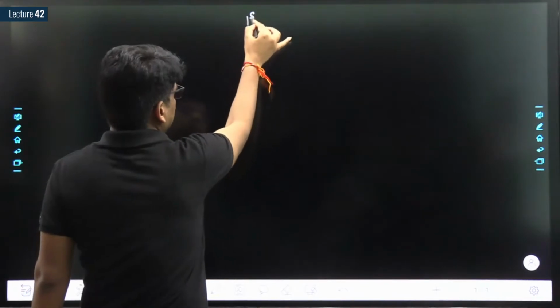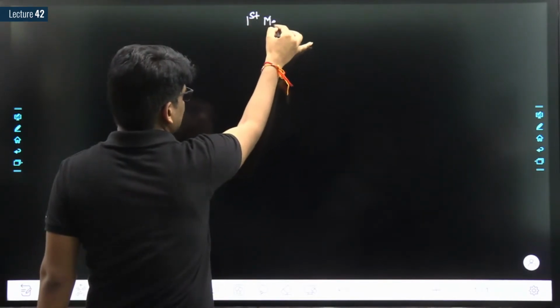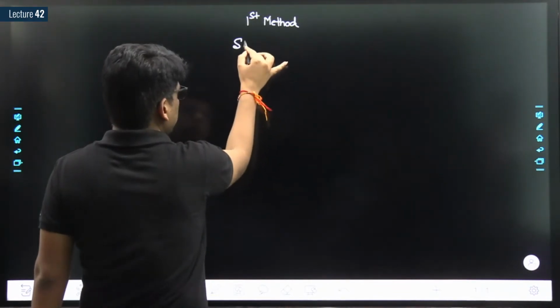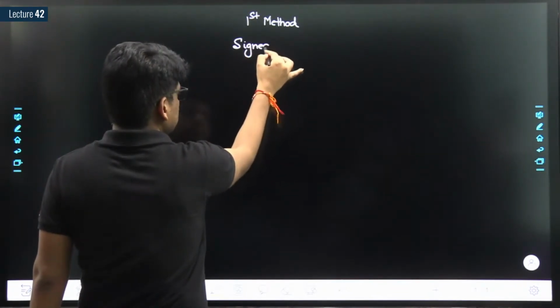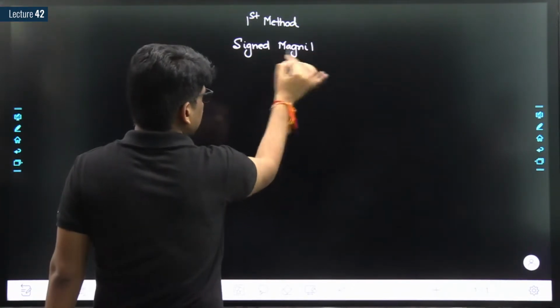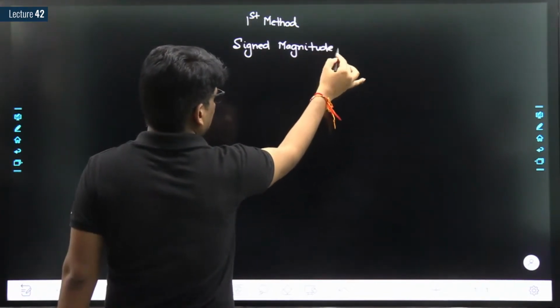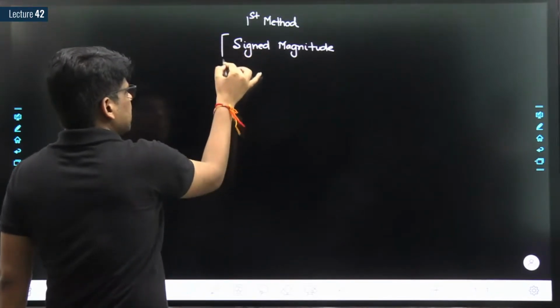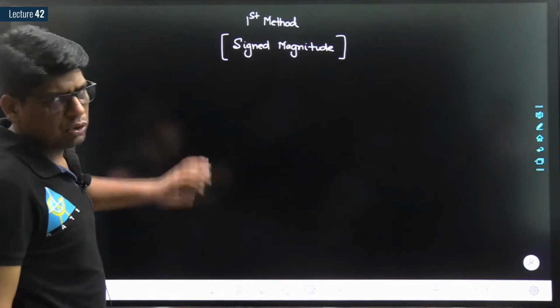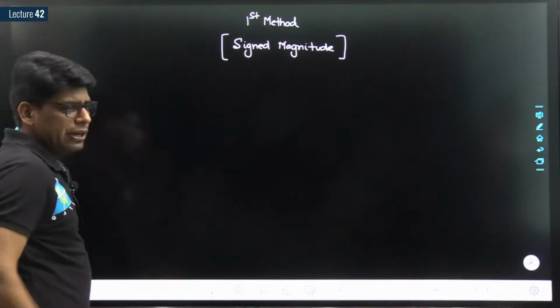First method, there is a first method called signed magnitude. Don't worry about this name. It may be that some book will refer to it by some other name, but focus on the method. Sir, what does signed magnitude say?